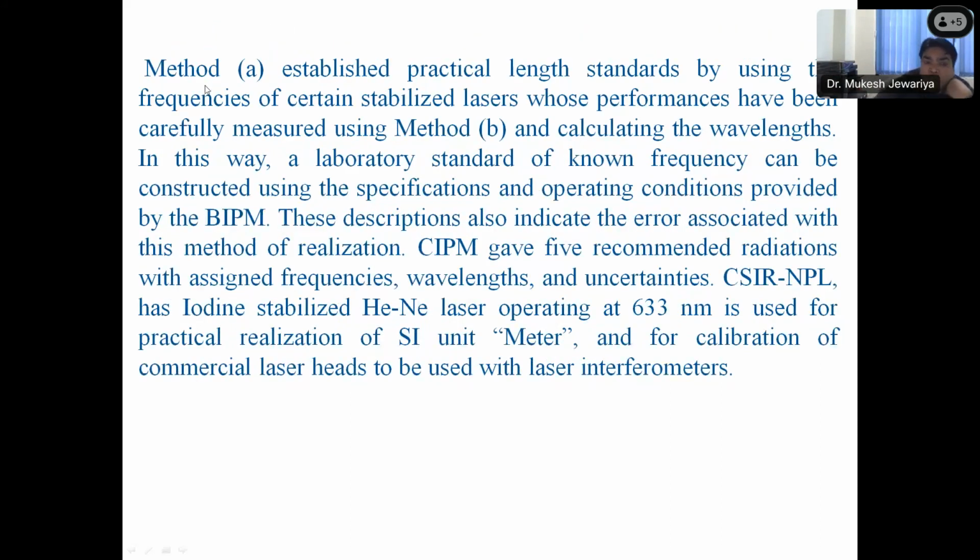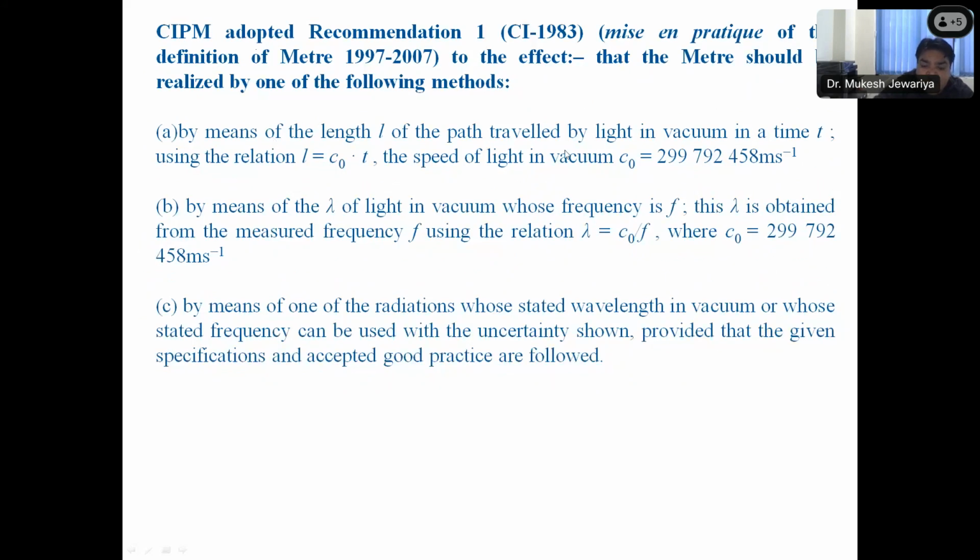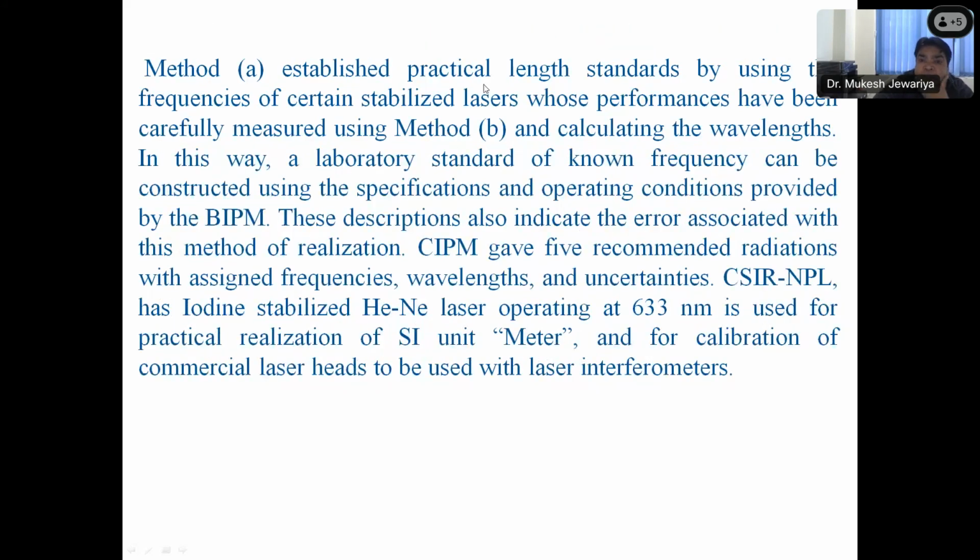So what you do, method A is this one: by means of it you establish the practical length standard by using the frequency of a certain modified laser whose performance is given carefully, and using method B, calculating the wavelength. In this way, a laboratory standard of frequency can be constructed. So what happened? CIPM gave 5 recommendations.